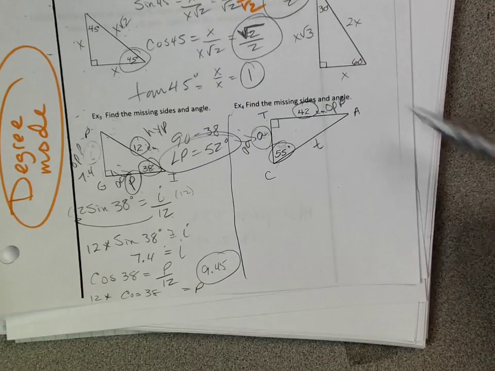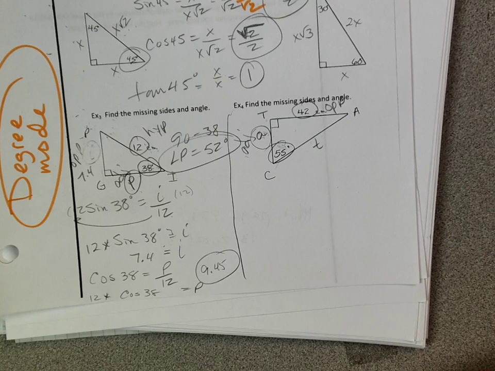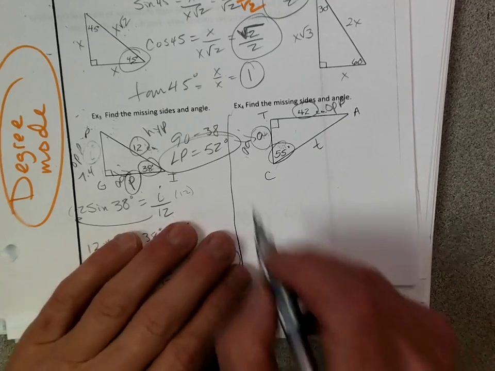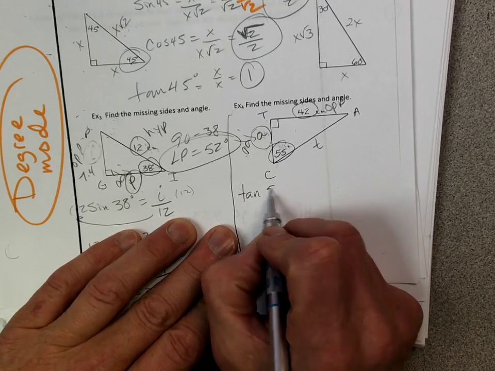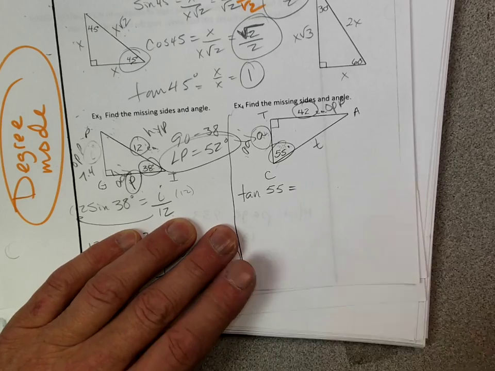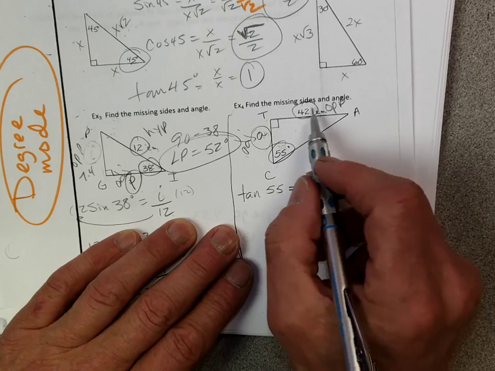I am going to work with the opposite and the adjacent. Which one of these am I going to use? Tangent. You guys agree? So it says tangent of theta, but that means just the angle, so it's tangent of 55. It has to be the opposite over the adjacent, so it's going to be 42 over my little a.